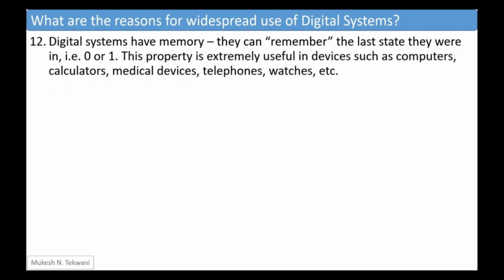Digital circuits have a very important property, which is memory. So they can remember the last state they were in, that means 0 or 1. Now this property is extremely useful in devices like computers, telephones, calculators, watches, medical devices where data has to be stored and has to be processed again.